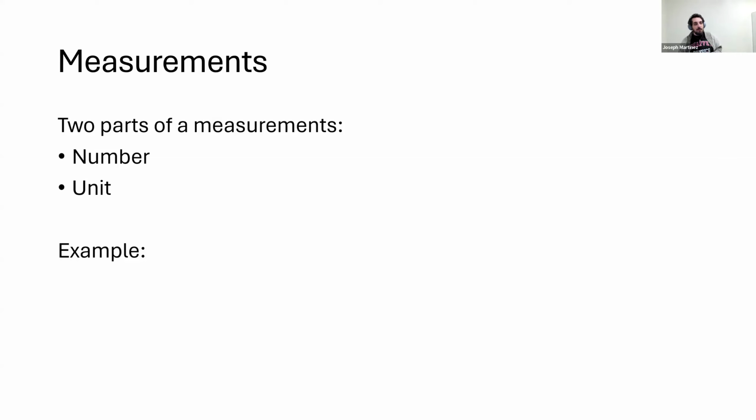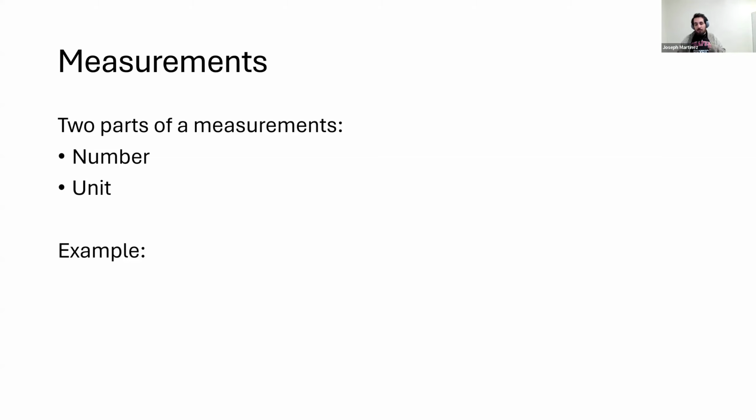If we have something that is measured at 32 feet, we can infer what that measurement is. It's a measurement of length, a distance. It tells us something about how far apart two things are. That's very different from saying something is 32 kilograms, because that tells you how massive an object is. It doesn't tell you about length, it tells you about mass.